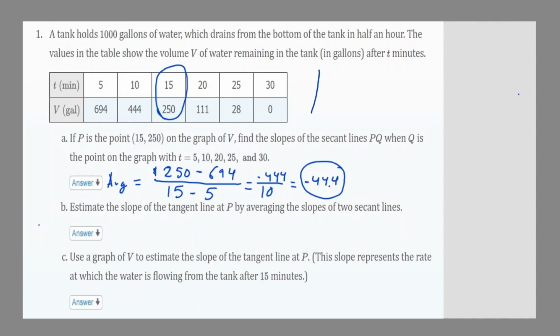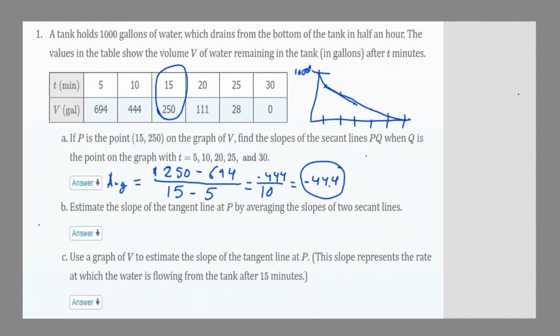It's essentially, if we draw the graph of it, let's say this is 5, 10, 15, 20, 25, and 30. 1,000 gallons is up here. Let's say it starts with 1,000. Then at 5 minutes it's 694, 444, 250, 111, and then 28 gallons, and then this is where it drains. So that's how the graph looks. So you can see negative 44.4, the slope. It kind of checks out. It would be from here to here. That would be our secant line.